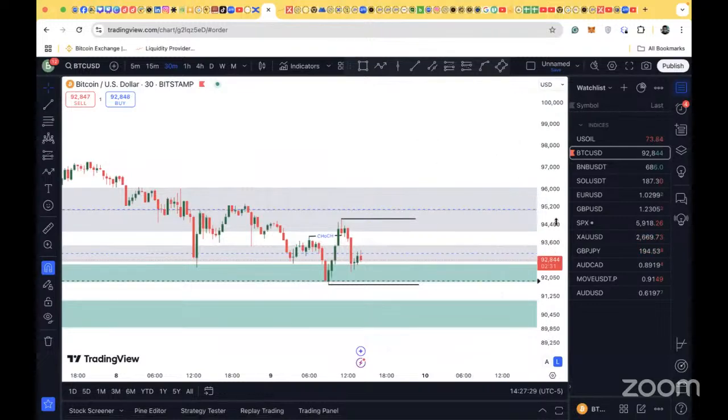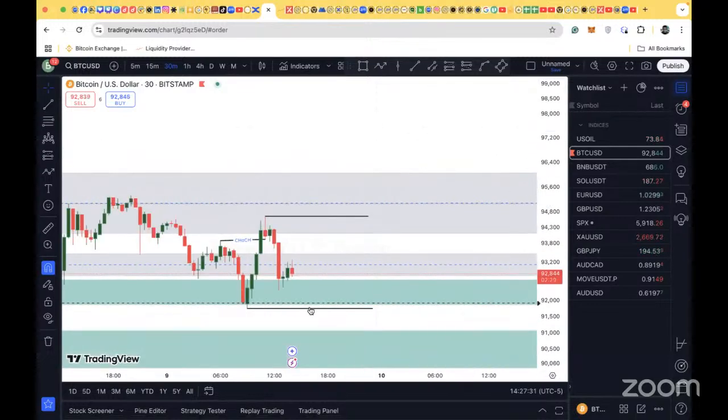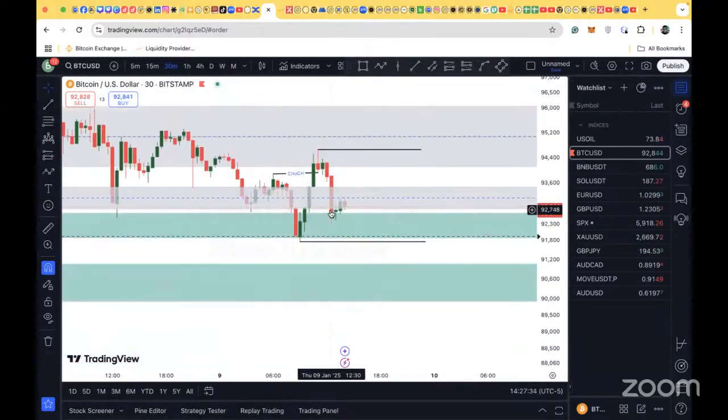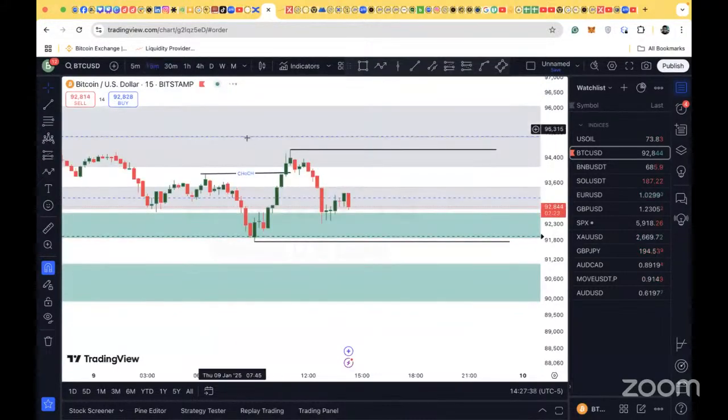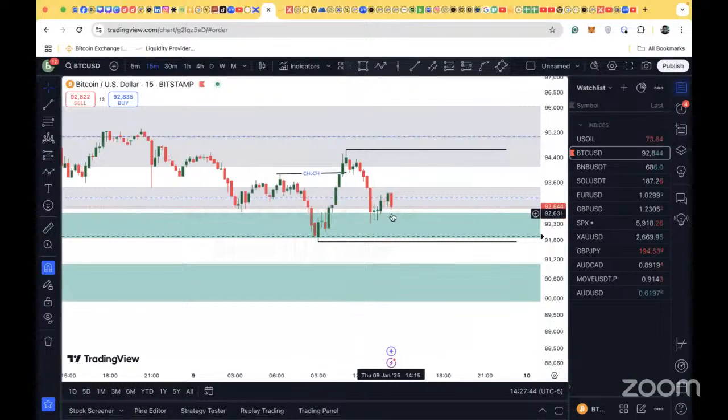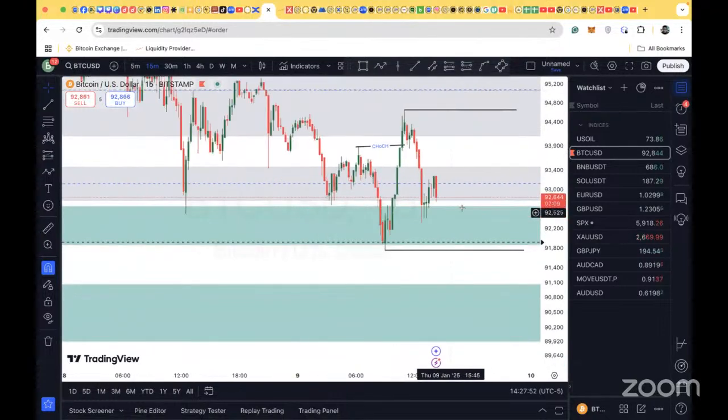Aha, this is what I'm looking for. I was looking for that 30-minute candle that closes bullish. Look at it here. Look at it in 15 minutes. Bullish, bullish, bullish. So this is just a pullback. How far can it go? It's risky. It's looking risky, man.